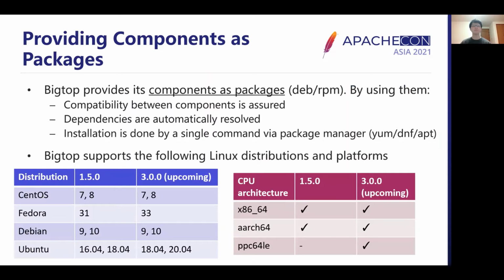Bigtop provides its components as packages in the Debian and RPM format. So the compatibility between components is already assured, and required packages are also installed automatically. Users can install components with a single command using a package manager, such as yum or apt. As these tables show, Bigtop packages are provided for major Linux distributions and CPU architectures. So if you are working on them, installing components is very easy.